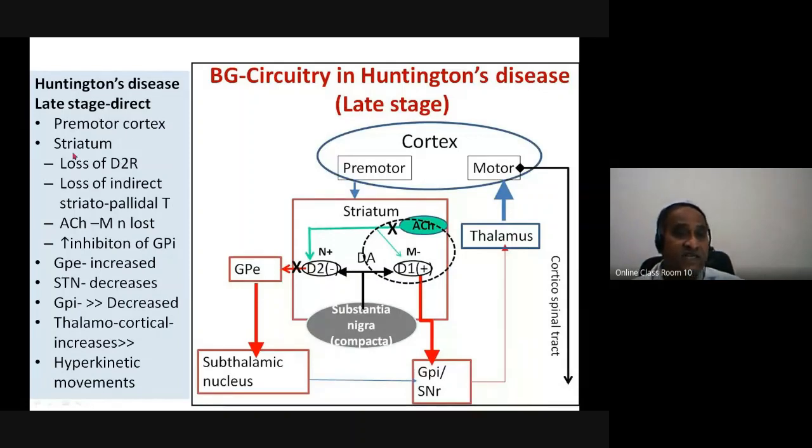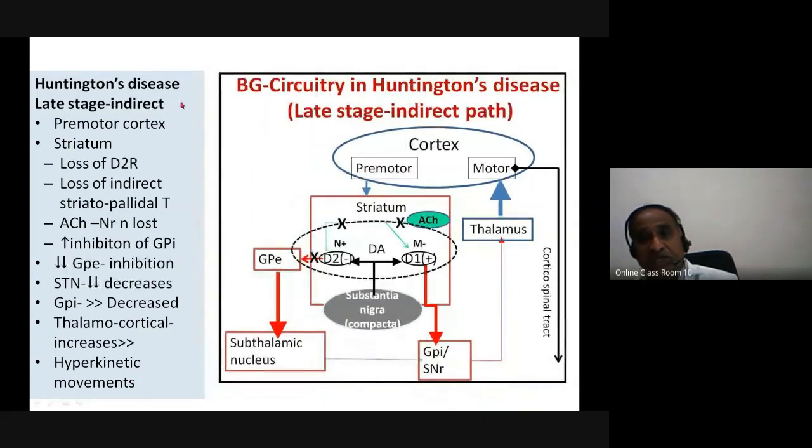Here I have added this thing. What happens in the striatum? Already the D2 receptor loss is there. Already loss of the indirect striatopallidal tract is there. But now intrastriatal acetylcholine loss results in the increased inhibition of GPI. And this subthalamic nucleus, GPI and thalamocortical, and especially the final GPI, is greatly decreased, and thalamocortical outputs are greatly increased. So that is hyperkinetic motion.